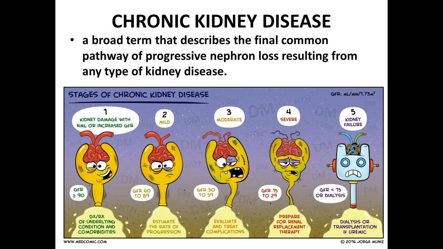And of course, the fourth one is severe, with kidney damage and severe changes and a glomerular filtration rate decreased to 15 to 29, and it needs preparation for renal replacement therapy here. And the fifth stage is kidney failure, with a glomerular filtration rate less than 15, or dialysis, which needs dialysis or transplantation if uremic.